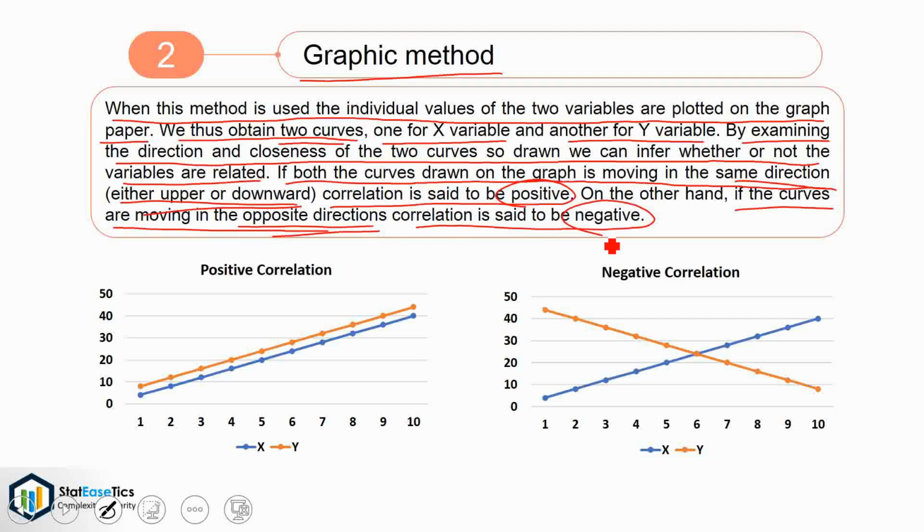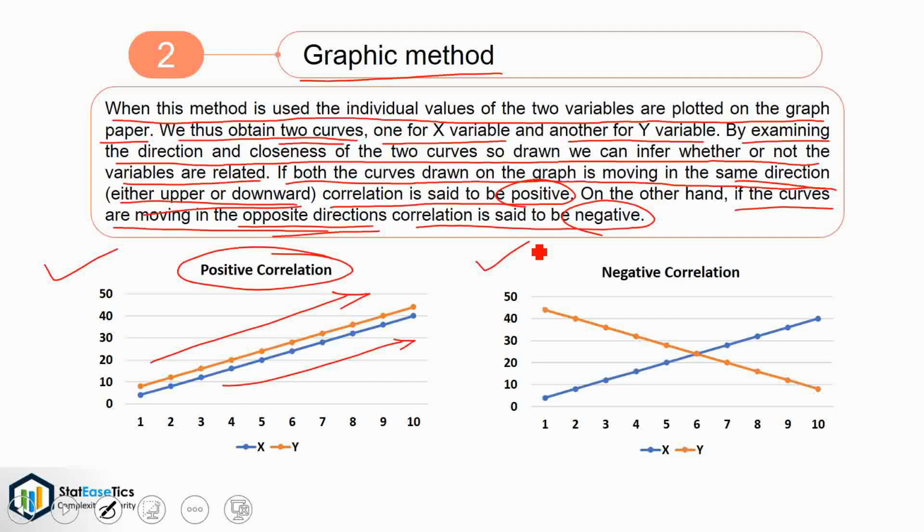Here we can see that in the first plot, both the variables x and y are moving in the same direction, that is they are increasing, hence it forms positive correlation. Whereas in the second plot, we can see that one variable x is increasing but the variable y is decreasing, hence they are moving in opposite directions, thus it forms negative correlation.